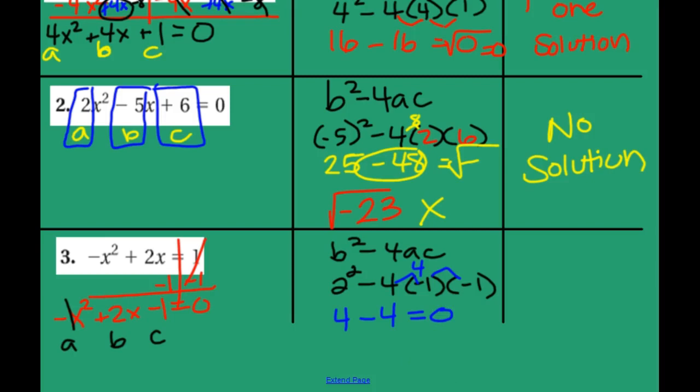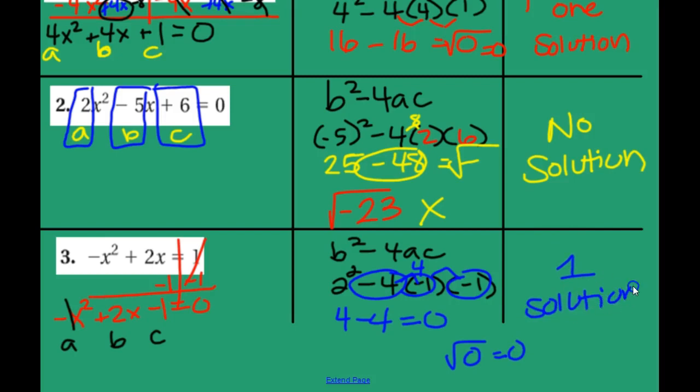For some of you, if this part is confusing, just think of this all as multiplication. Negative 4 times negative 1 times negative 1, and then just put whatever answer you got. You got 4, and it's negative. Negative is just in front. 4 minus 4 is 0. You can take the square root of 0. It's just 0. That's one answer. So we have one solution.